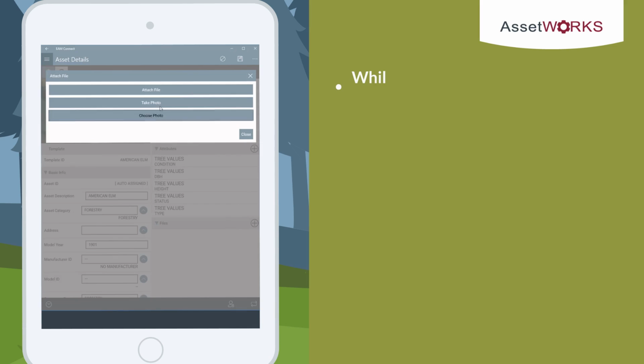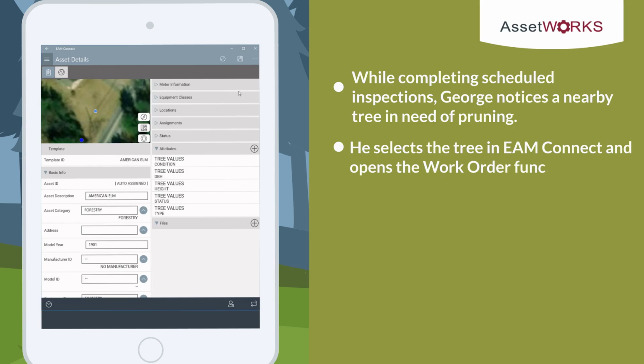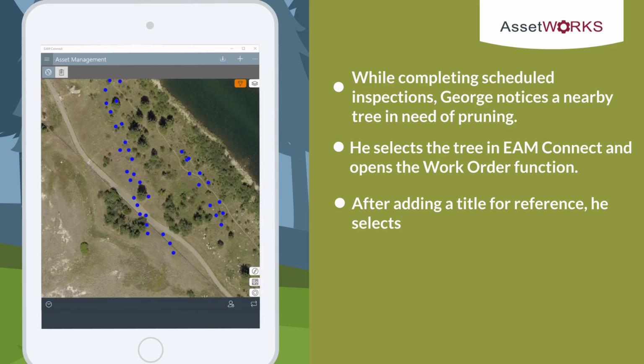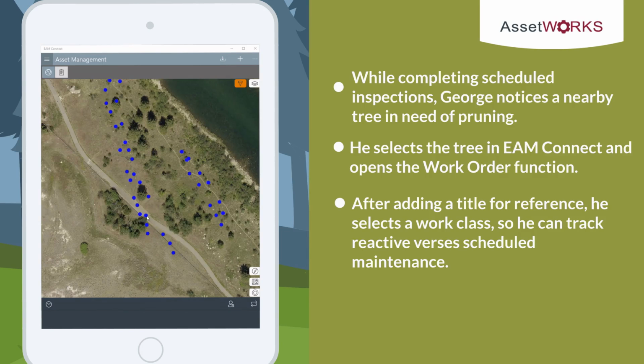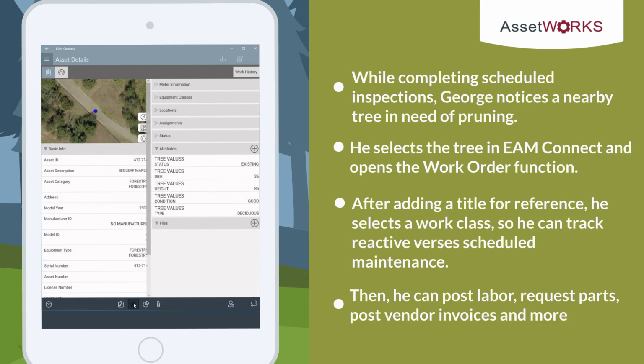While completing his scheduled inspections, George notices a nearby tree is in need of pruning, or else a branch may break and fall onto the roadway. He selects the tree in the EAM Connect app and selects the work order icon at the bottom of the screen. He adds a work order title for quick reference and then selects a work class, which helps report on the number of reactive work orders versus scheduled maintenance. He selects the pruning task in the app.